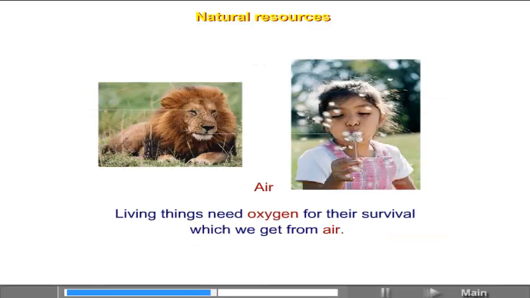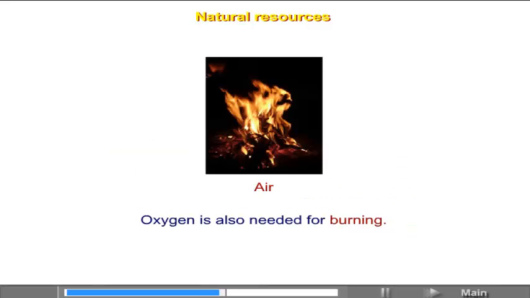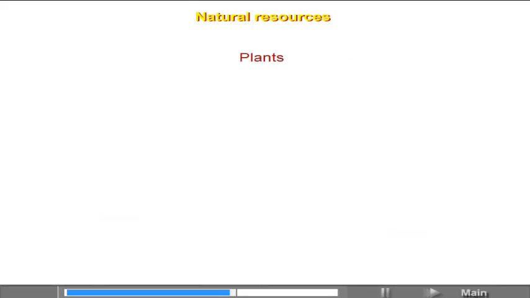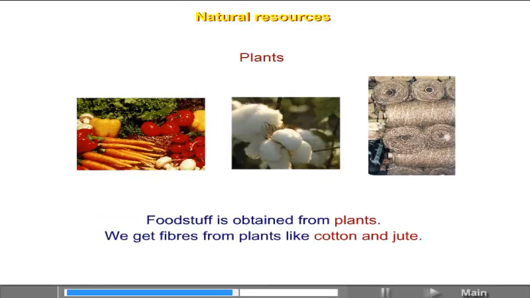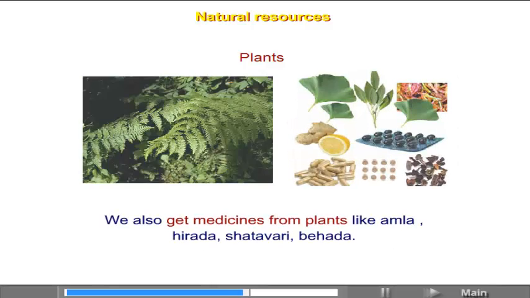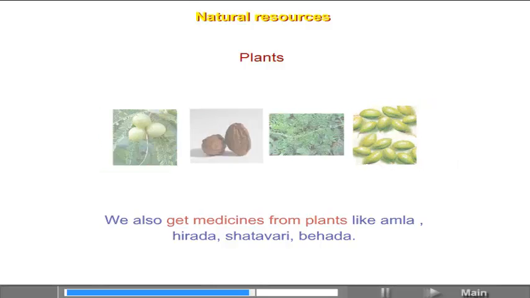Air. Living things need oxygen for their survival, which we get from air. Oxygen is also needed for burning. Plants make use of the carbon dioxide present in the air to make their food. Plants. Foodstuff is obtained from plants. We get fibers from plants like cotton and jute. We also get medicines from plants like amla, hirada, shatavari, and behada.